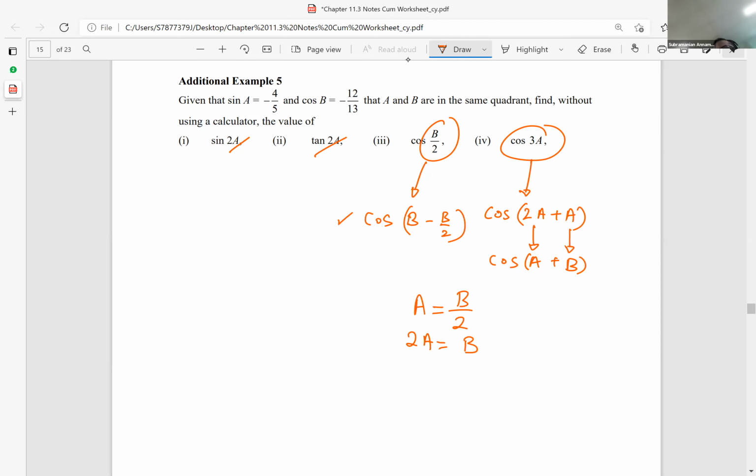You know what I'm writing here? If I take my B over 2 as A, I replace the whole thing with A. Then what would be my B? 2A, right? Of course, end of the day, you still need to find this. Maybe something for you to consider.